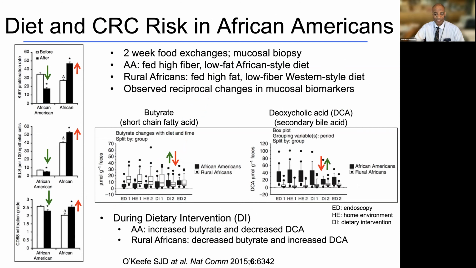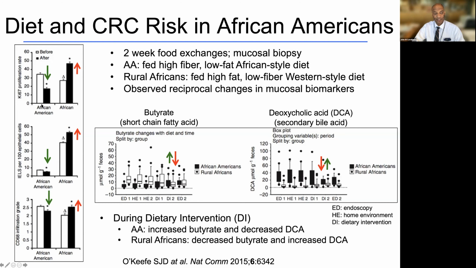This is a fascinating study by a colleague, Steve O'Keefe, published in Nature Communications in 2015, where he did quick diet exchanges between rural Africans and African Americans. What he did is he took mucosal biopsies before the diet exchange and after the diet exchange, and looked at a number of different parameters that would assess the degree of risk for proliferation in the colon. And he took rural Africans who were normally on this legume and rice diet and fed a high-fat, low-fiber, westernized-style diet. And the African Americans, he gave this rural African diet. What he noticed was incredible 2-week reciprocal changes in mucosal biomarkers.